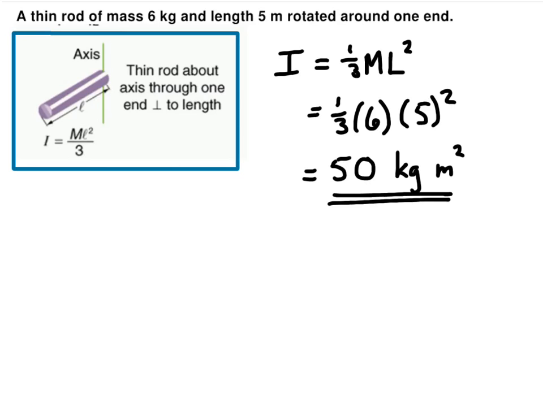Okay, team, well, that's all I have about moment of inertia or rotational inertia. And when we get to class, we're going to have an opportunity to practice looking up the right formula. And then we'll have some practice actually calculating moments of inertia.